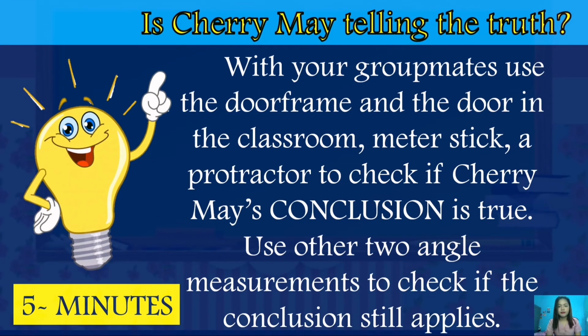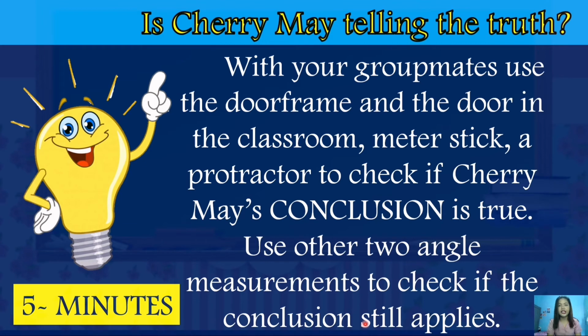Now, you can do this by group with your parents or with your siblings, or you can do this alone. So with your group mates, use the door frame and the door in the classroom. So in this case, you are now at home. So if you're at home, you're going to make use of your door and door frame at home. You will use meter stick and a protractor to check if Jeremy's conclusion is true. Use the other two angle measurements to check if the conclusion still applies.